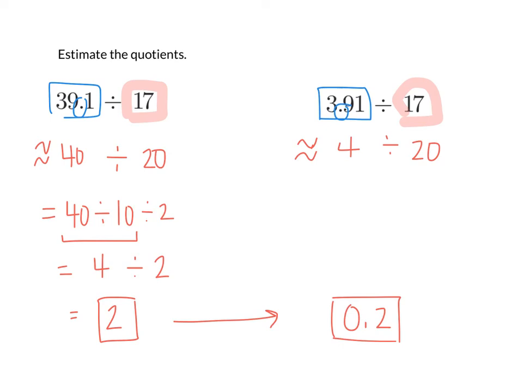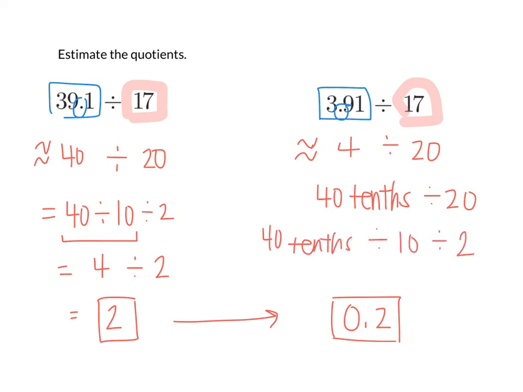Oh, so could I rename this as 40 tenths divided by 20? Is that the same thing? Yeah. Okay, so then I have 40 tenths divided by 10 divided by 2. Just like before, I can break it apart, right? What's 40 tenths divided by 10? Well, what's 40 divided by 10? 4. So this is 4 tenths divided by 2, which is 2 tenths. Oh, is that what we predicted? It's 10 times smaller.